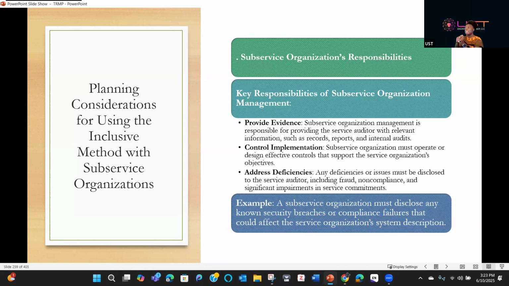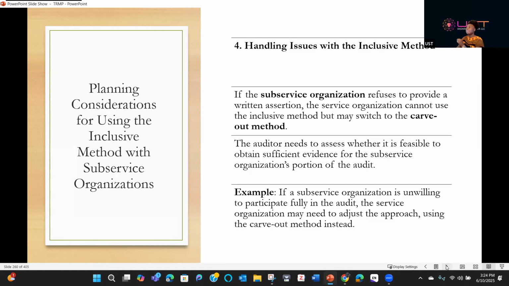What of a situation where there is any deficiency? You also want to make sure that those deficiencies are disclosed to the auditors, right? Maybe it has to do with an issue of non-compliance. It could be fraud. It could be any impairment in service commitment. So irrespective of the fact that you are a subservice organization, once you've agreed to be part of that inclusive method testing, then you should be transparent and provide whatever information the auditor might request. As an example, a subservice organization must disclose any security breaches or compliance failures that could affect the service organization system description.